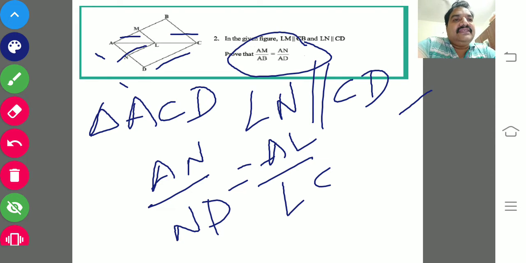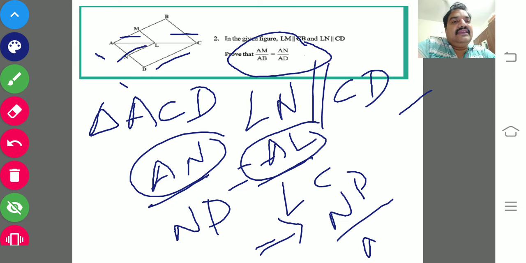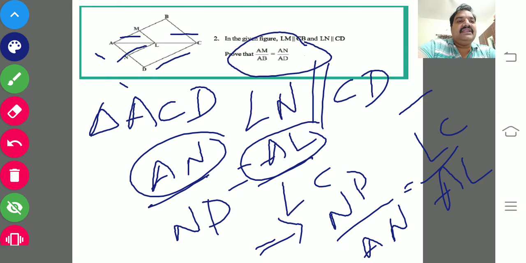All are starting with A. Here also, we have only numerators. That's why again you have to take the reciprocal. ND by AN equals LC by AL, because in the denominators we have terms beginning with A. So if you add 1 here and 1 here, you will get one more equation.